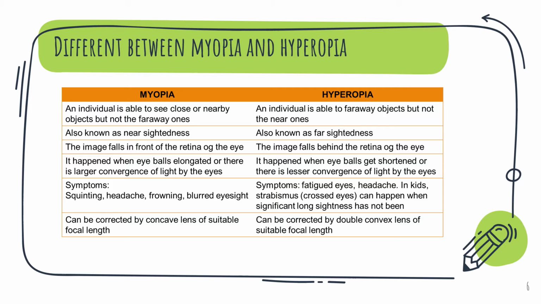Myopia happens when the eyeballs elongate or there is larger convergence of light by the eye. For hyperopia, it happens when the eyeballs get shortened or there is lesser convergence of light by the eyes. The symptoms of myopia are squinting, headache, frowning, and blurred eyesight. For hyperopia, tired eyes, headache, increased strabismus. So myopia can be corrected by concave lens, and hyperopia can be corrected by double convex lens.